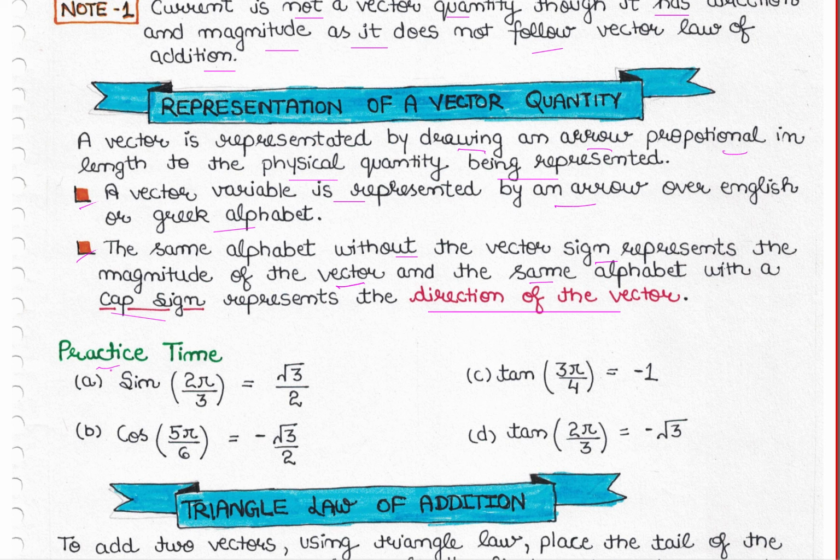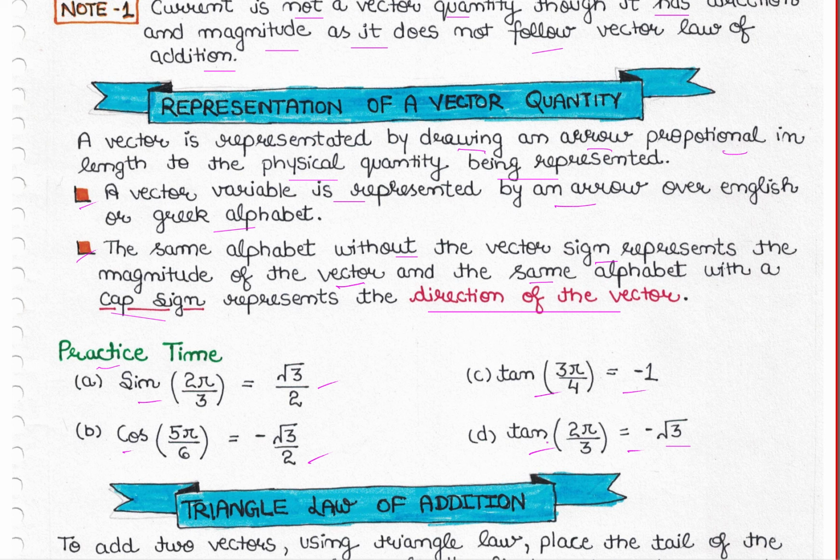Some examples: sin 2π/3 is equal to √3/2, cos 5π/6 is equal to −√3/2, tan 3π/4 is equal to −1, tan 2π/3 is equal to −√3.